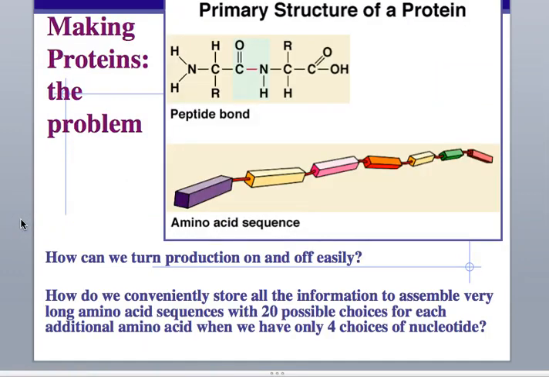All right, so here's the problem with making proteins. How do you turn this process of making proteins on and off easily? And how do we take all the information stored in the DNA and turn it into something functional, not just a moldy old book sitting in a closet? It is a very functional and useful productive part of society, for carrying that analogy out even more. There are 20 different amino acids. How do you create 20 different amino acids from only 4 different letters?